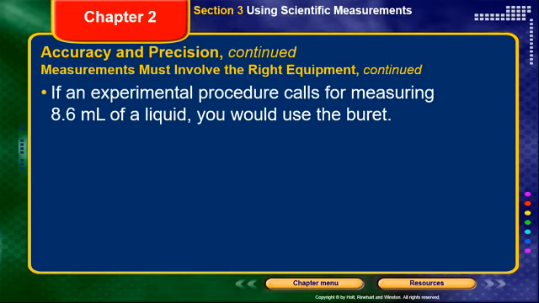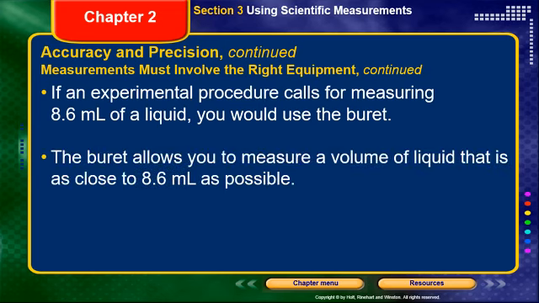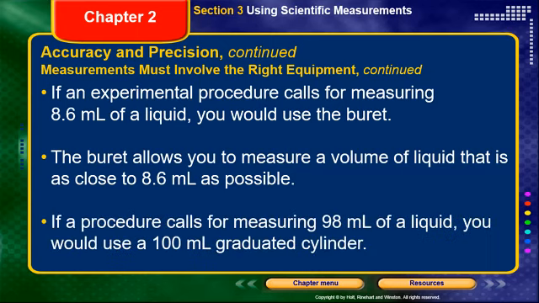If an experimental procedure calls for measuring 8.6 milliliters of a liquid, note that's a fairly small volume, you would use a buret because a buret is well suited for small volumes. The buret allows you to measure a volume of liquid that is as close to 8.6 milliliters as possible. If the procedure calls for measuring 98 milliliters of liquid, you would use a graduated cylinder, specifically a 100 milliliter graduated cylinder, because that instrument is better suited for the task.